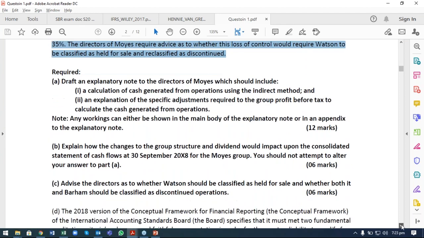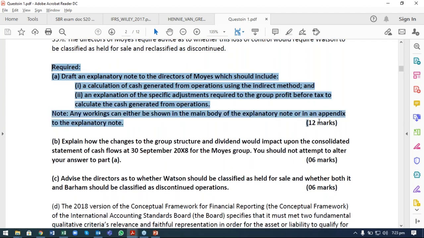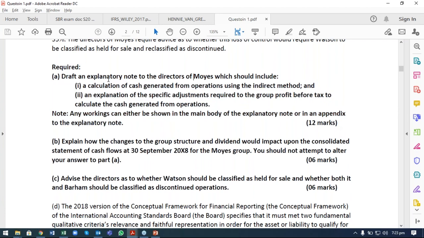Now, one more thing that we need to look into is the requirement and the marks allocation scheme. So the first thing is to draft an explanatory note to the directors of Moyes, which should include a calculation of cash generated from operations using the indirect method. Next is an explanation of the specific adjustments required to the group profit before tax to calculate cash generated from operations.